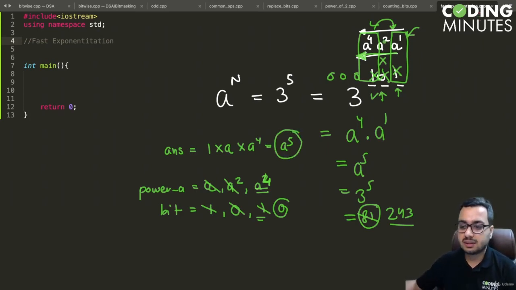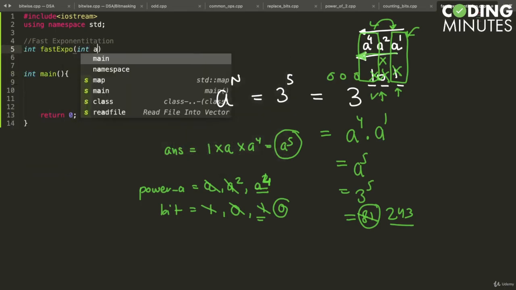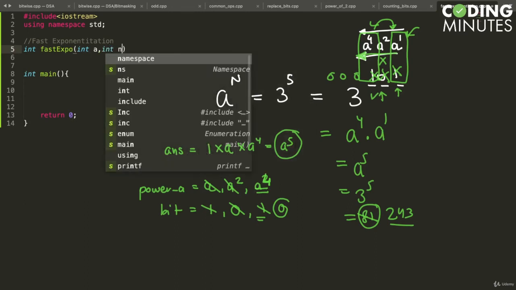Okay, and since this number n had log n bits, we could just find out this in order of log of n time. So I hope this concept is clear, and now we can quickly jump into the code as well. So I'm going to write a method. Let's say int fast exponentiation, then I get the number a, I get the number n.